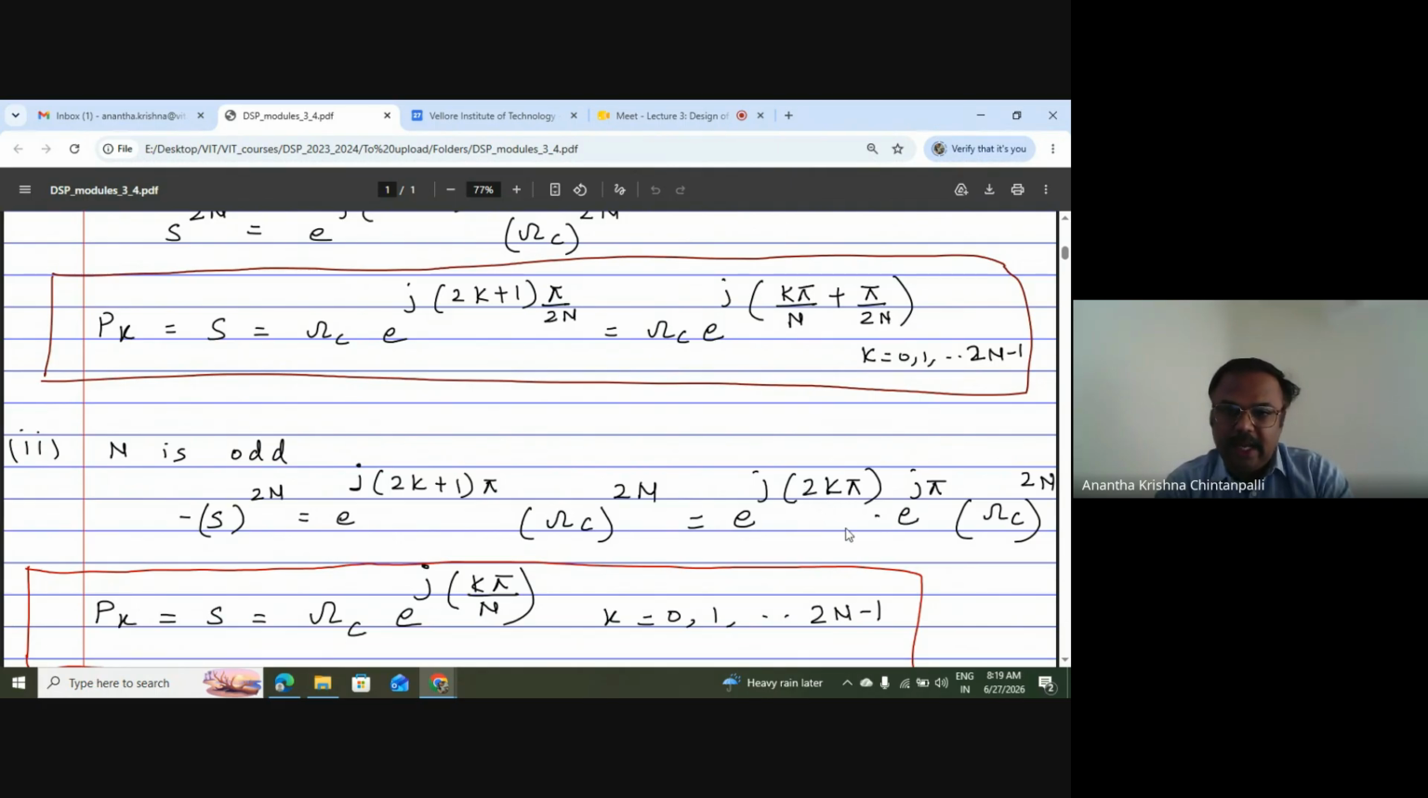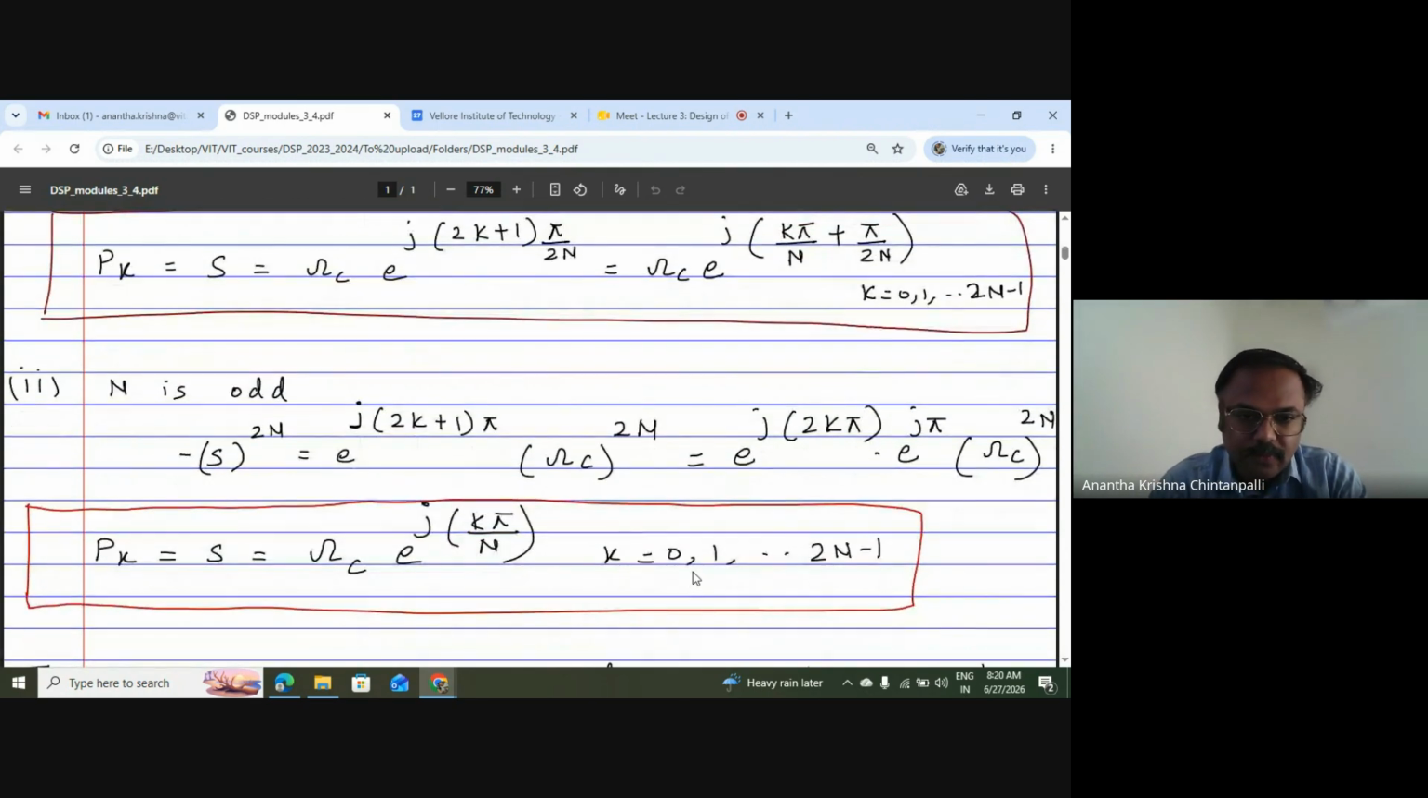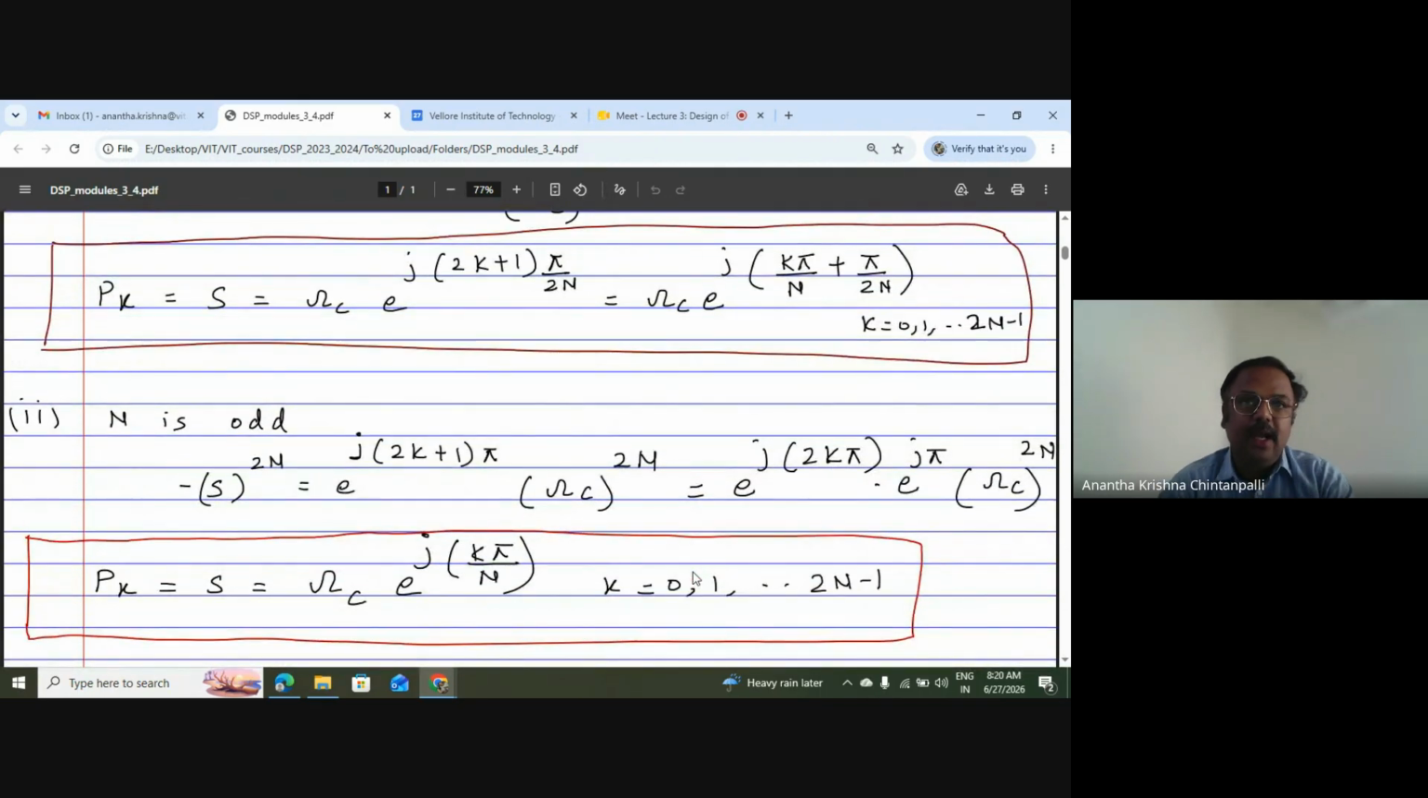So 2 get cancels out. So you get k pi by n, where k goes from 0, 1, so on to 2n minus 1. Okay. So depending upon the filter order, the location of the poles for nth order magnitude square Butterworth filter is given by this expression for n is equal to even, for n is equal to odd.